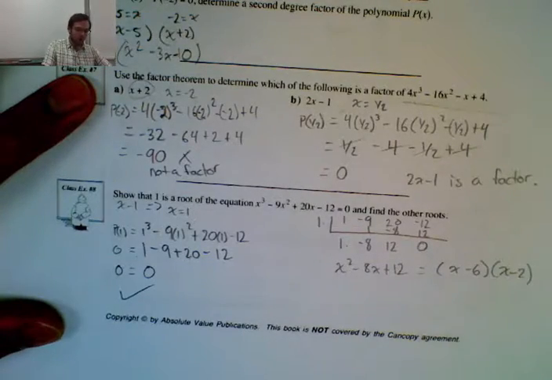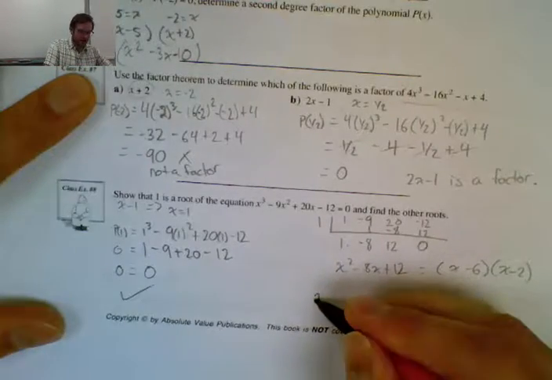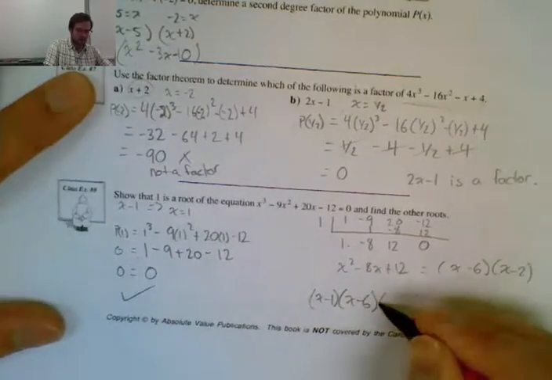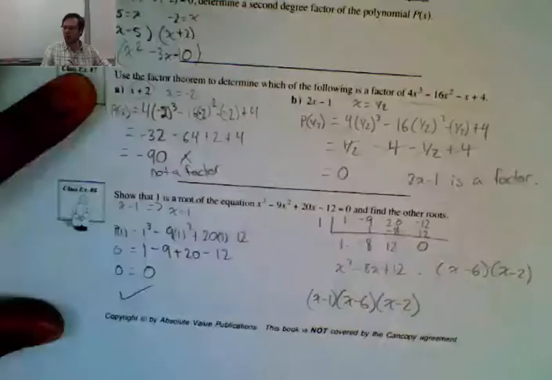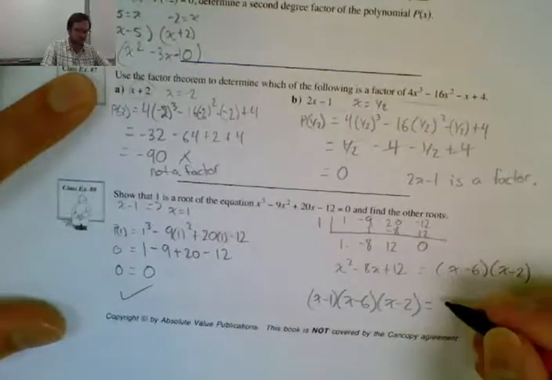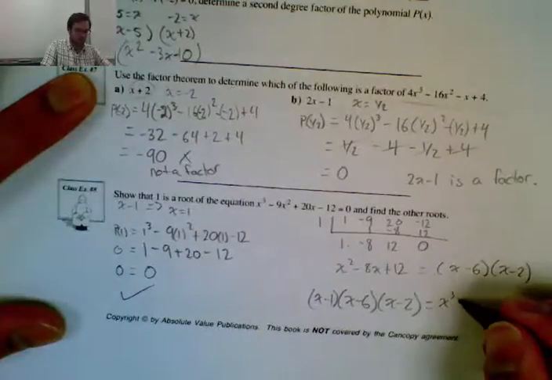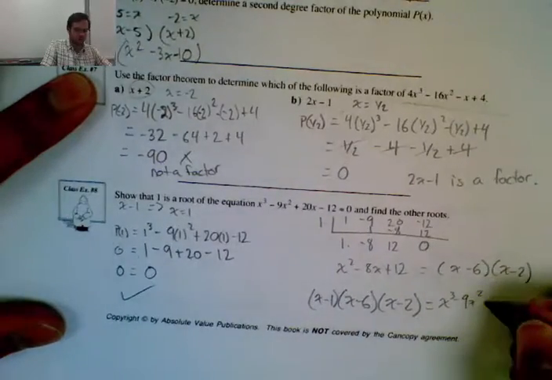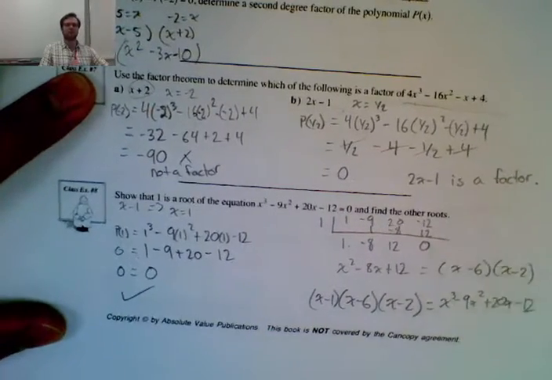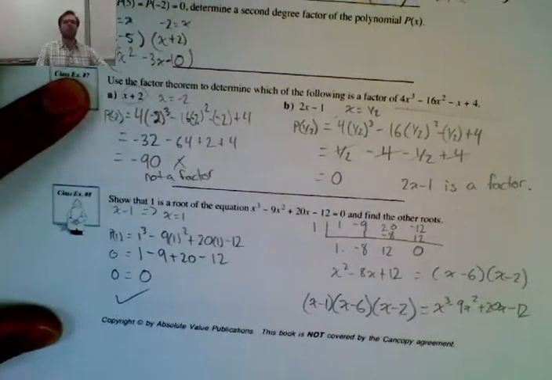So now we know all three factors, x minus 1, x minus 6, and x minus 2, are all factors. If I multiply those together, it is going to give me x to the 3 minus 9x squared plus 20x minus 12. And that is all we do.